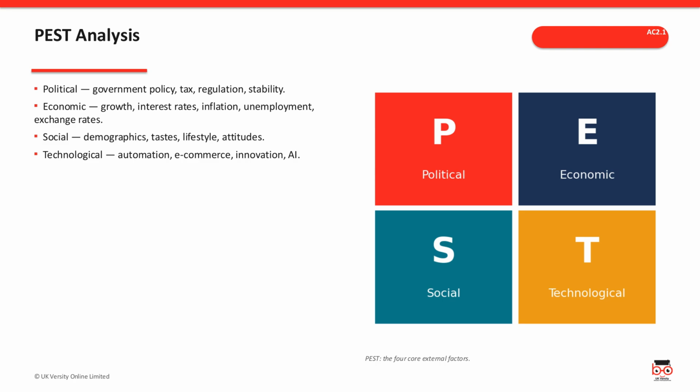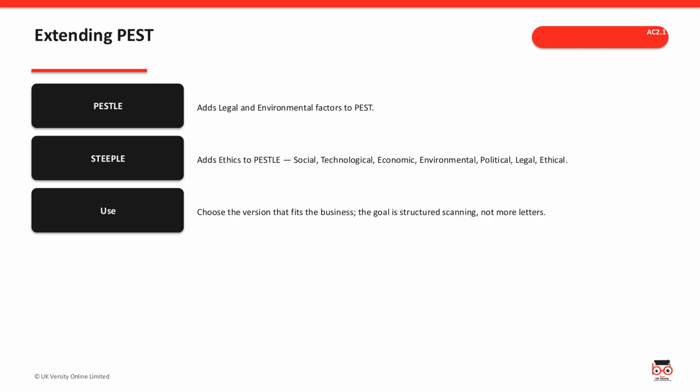its PEST. Sometimes 4 headings aren't enough, so the framework stretches. PESTL adds legal and environmental factors, think employment law and net zero targets. STEEPLE goes one further and folds ethics into the mix as well. The point isn't to collect as many letters as possible, it's to pick the version that fits your business and scan the outside world in a structured way.